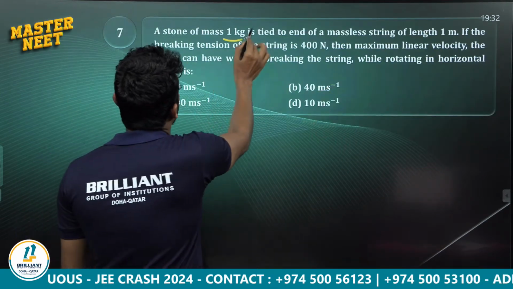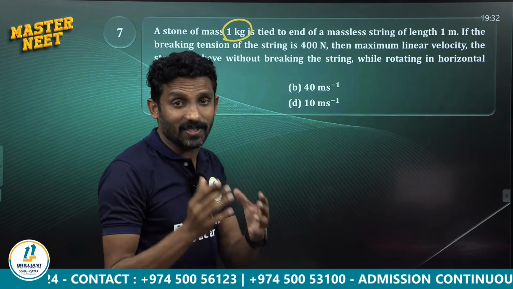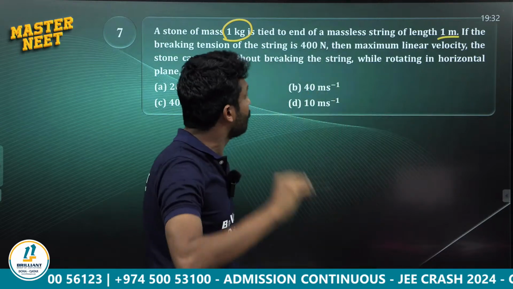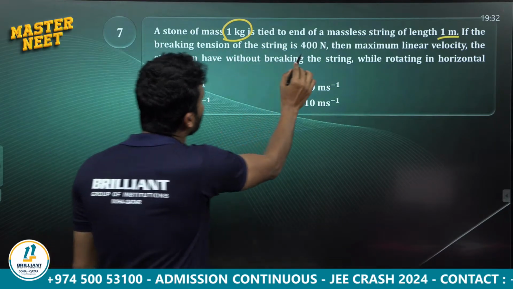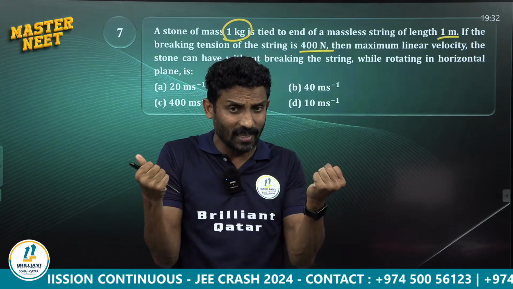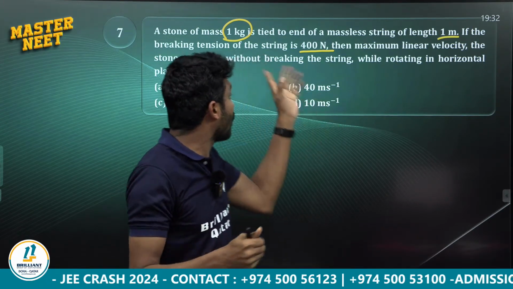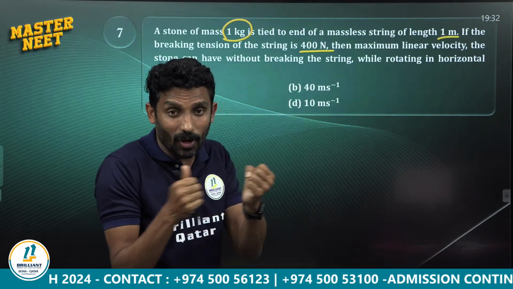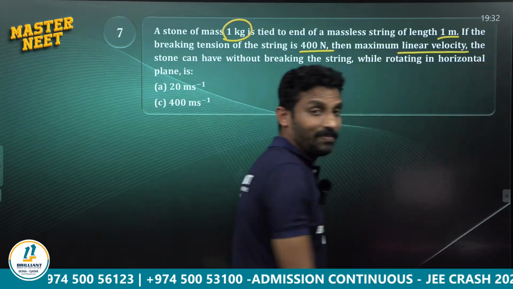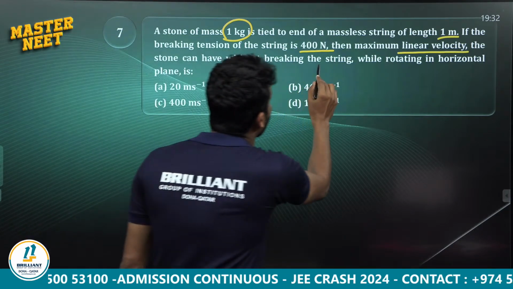A stone of mass 1 kg is tied to the end of a massless string. The length of the string is 1 meter. If the breaking tension of the string is 400 Newton, the maximum force which can be applied on the string such that it cannot break is 400 Newton. The breaking strength is 400 Newton. Then what is the maximum linear velocity the stone can have without breaking the string?